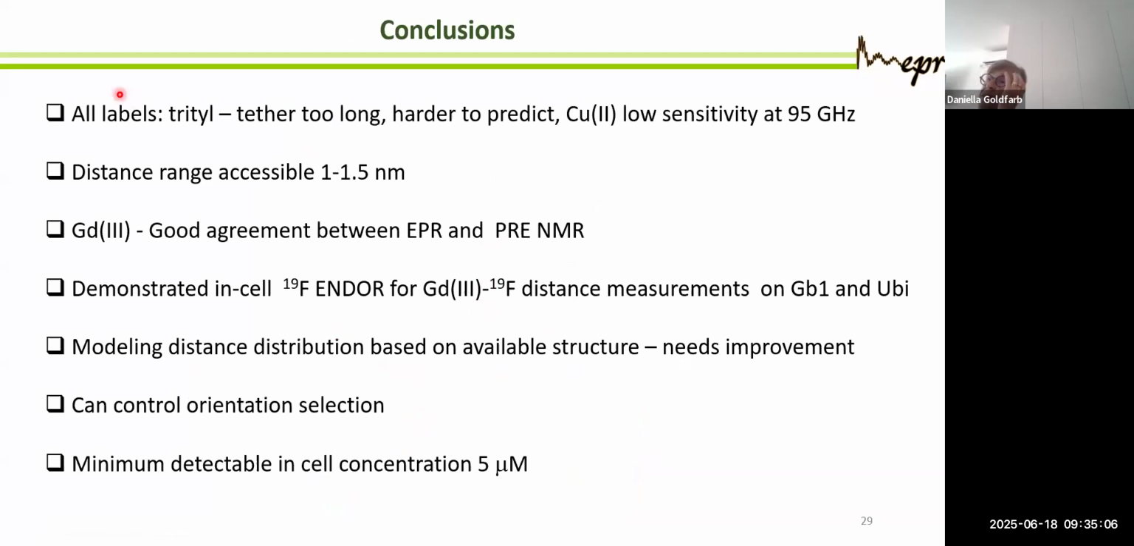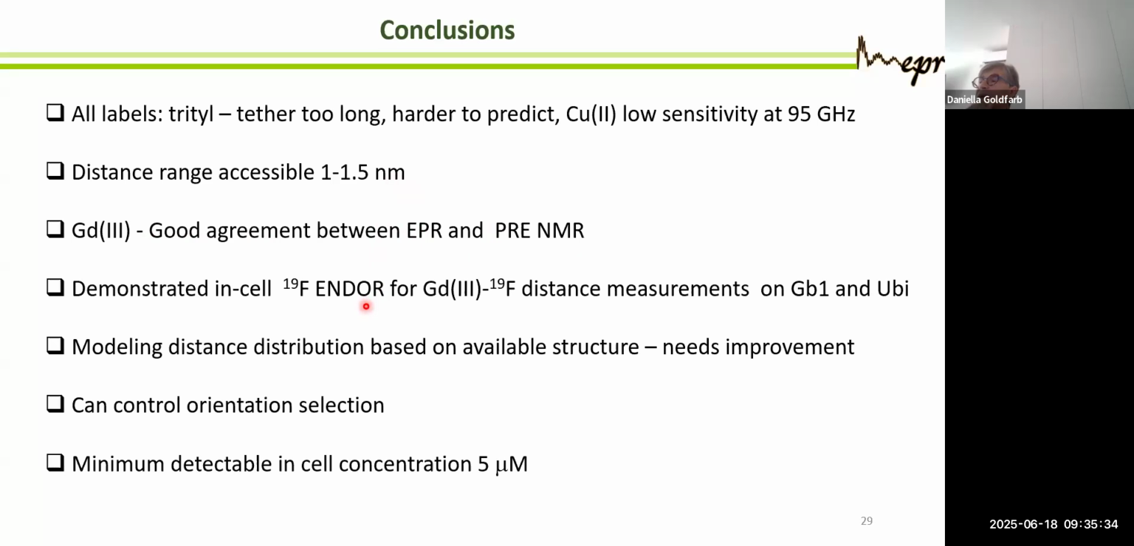What can we tell? From all the labels, it seems that the trityl was too long and hard to predict. Copper looks very nice, but at least at 95 gigahertz, the sensitivity is low because it has a very broad spectrum, and there is some orientation selection to take care of. These are the distances that are accessible. We confirmed the distances that we measure with PREs and NMR.